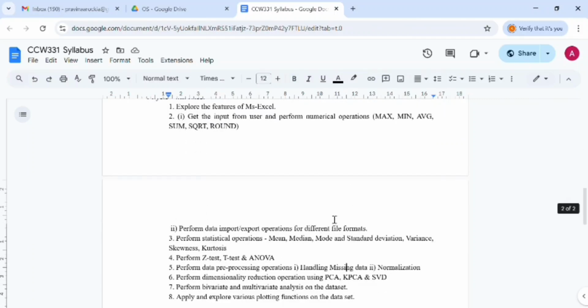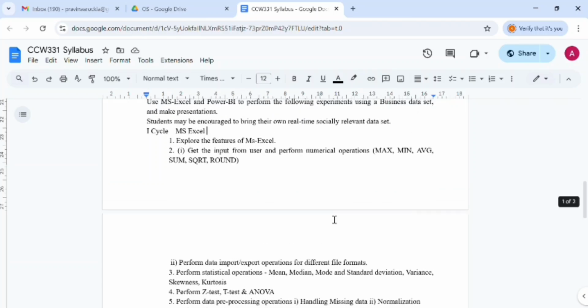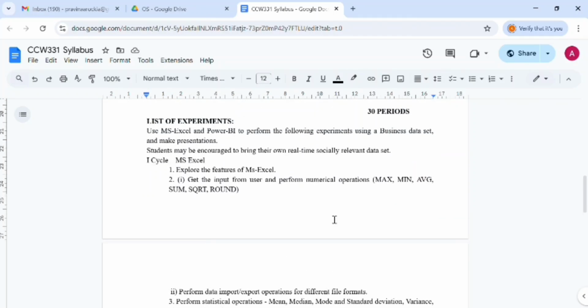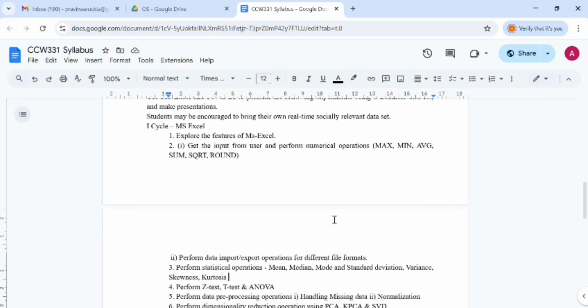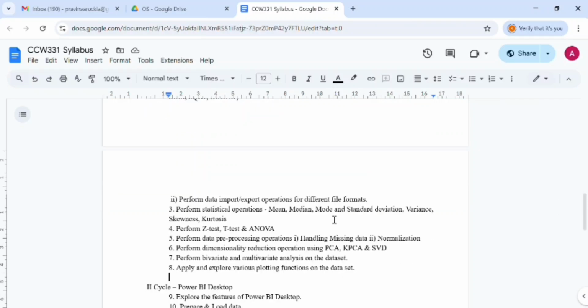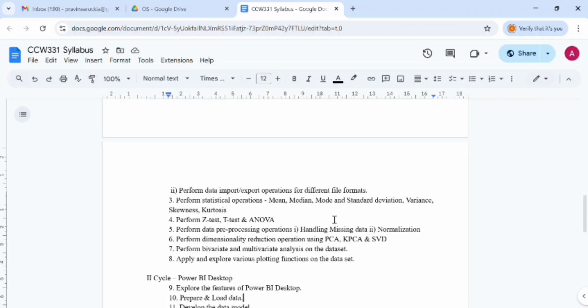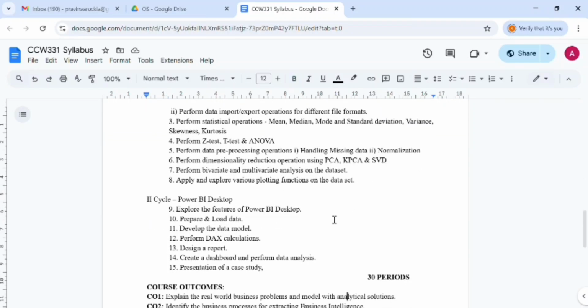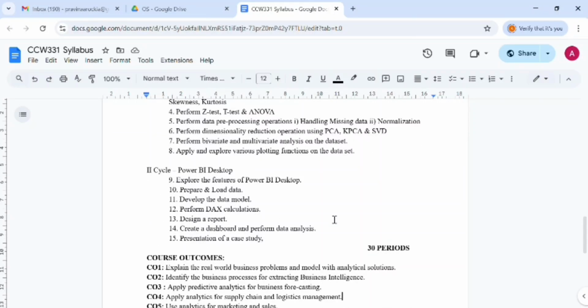And this is a theory cum lab paper. 30 periods are spent for the theory, as well as 30 periods for the lab. The lab experiments are divided into two cycles. In the first cycle, we are going to do all the experiments in MS Excel. As far as data is concerned, it can be easily analyzed using MS Excel. Nowadays we are using a lot of advanced tools, but basically we are going to use MS Excel just to use formulas for prediction and so on. After that, in cycle 2, we are going to use the tool known as Power BI.